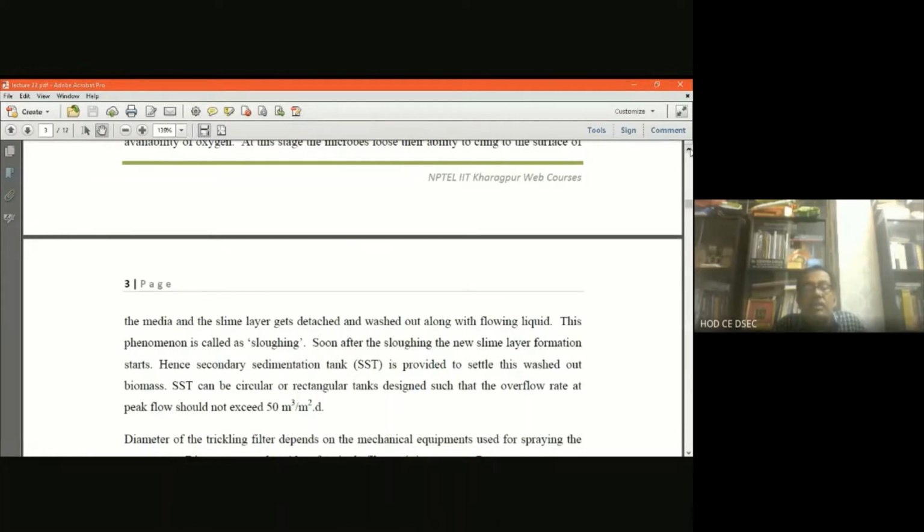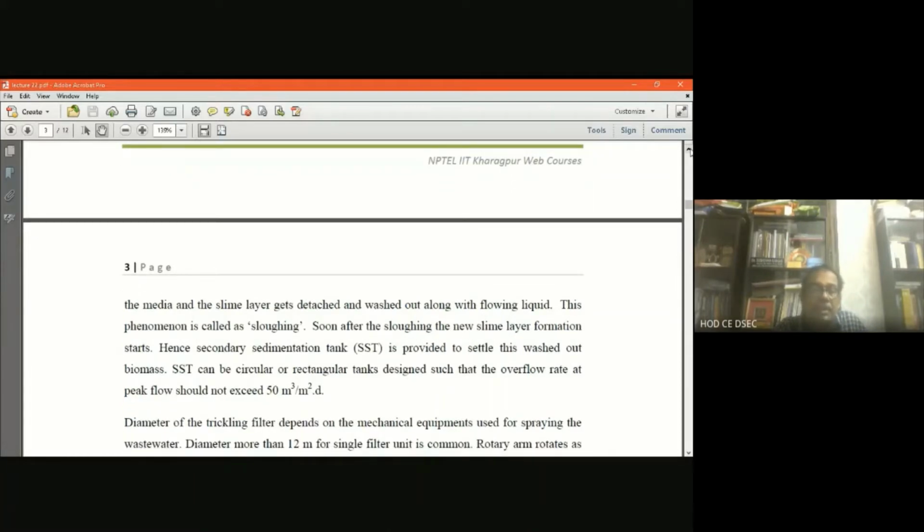This phenomenon is called sloughing, which is a very common phenomenon in this attachment surface growth system, that is the trickling filter. Soon after the sloughing, the new slime layer is again formed, and this is a continuing process. Hence the secondary sedimentation tank is provided to settle the washed out slime, that is the washed out biomass, and the overflow rate at peak flow should not exceed 50 meter cube per meter square per day.